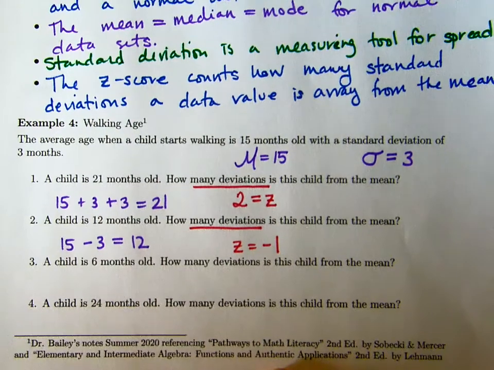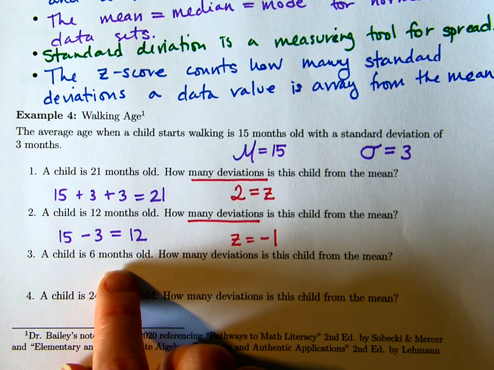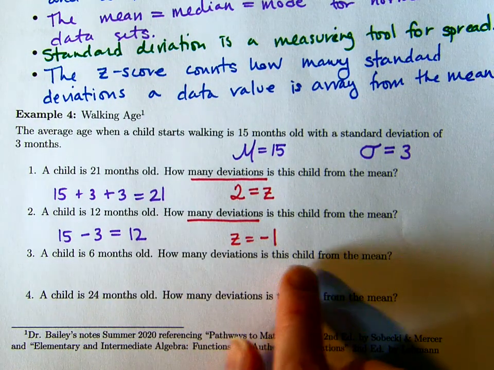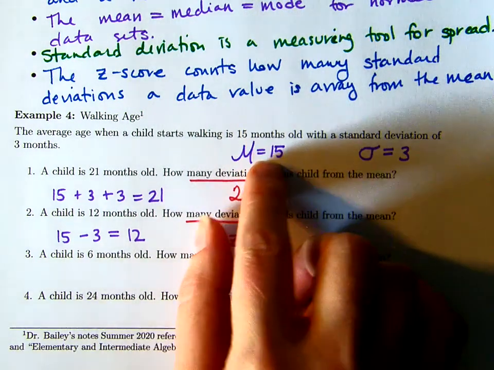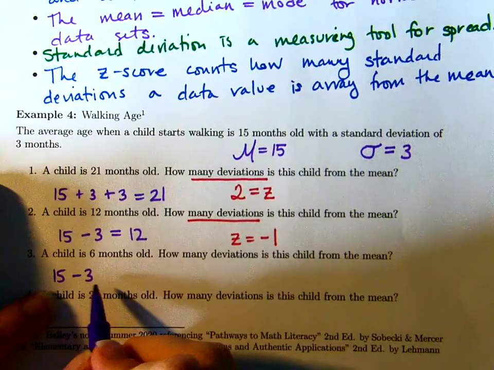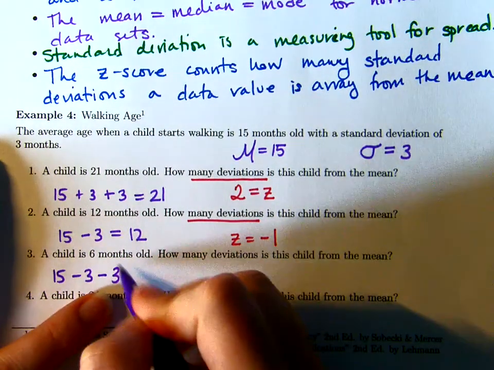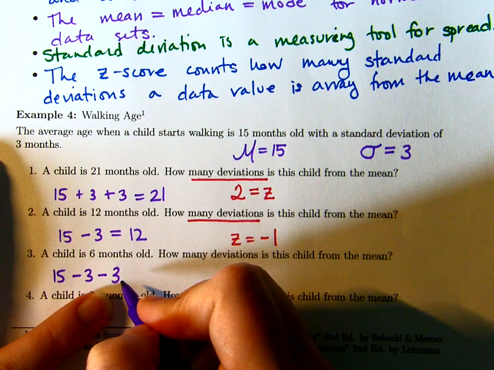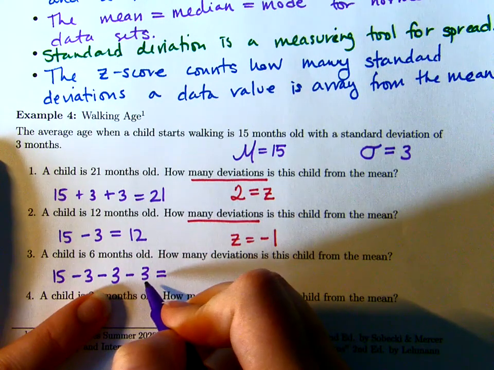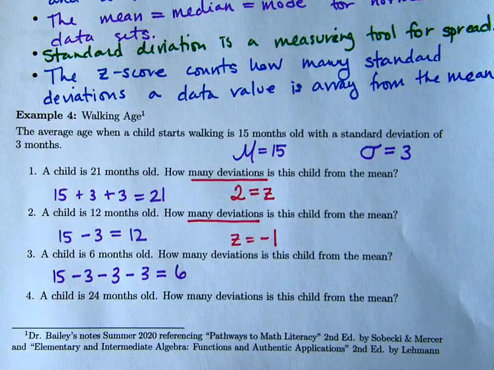1 below. 6 months old. Well, this super little cutie, tiny, half a year old. How many deviations is this child away from 15? Let's compute that. So minus 1 deviation would be 12. Minus another deviation, 12 take away 3 is 9. Minus another deviation, 9 take away 3 is 6. Okay, so how many deviations?